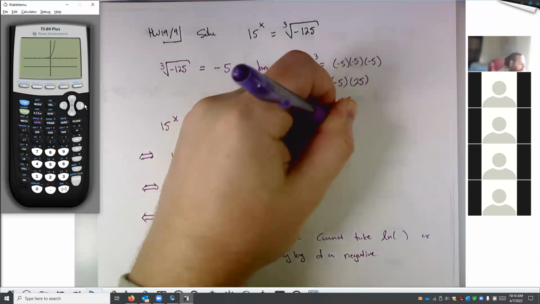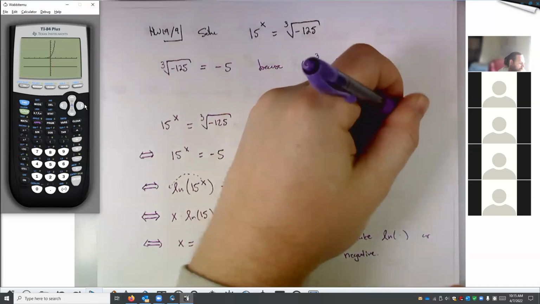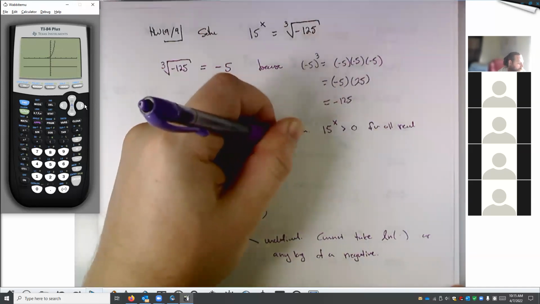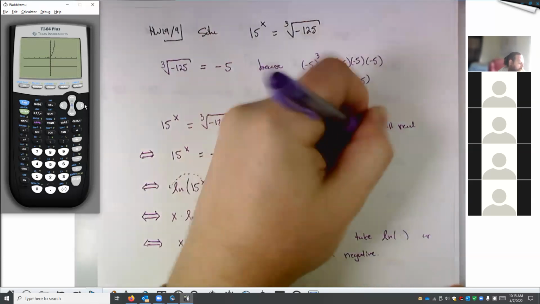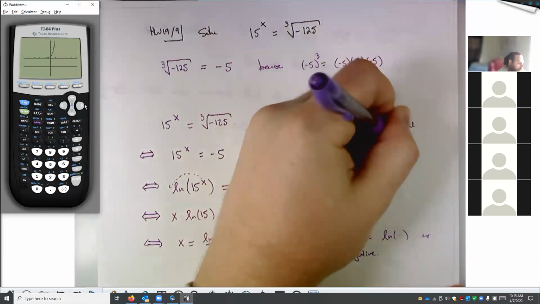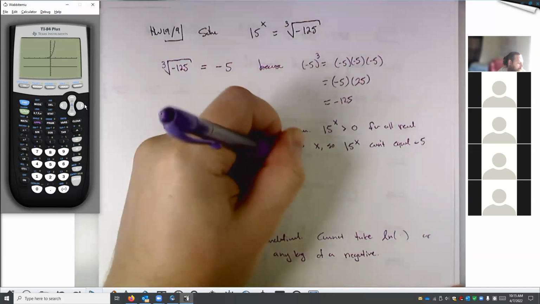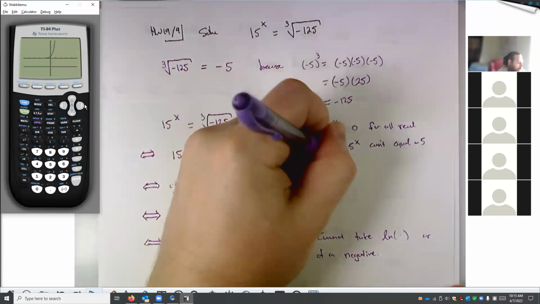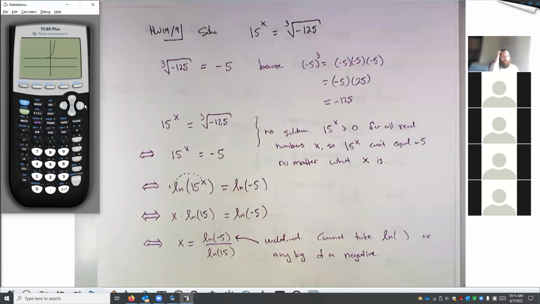Fifteen to the x is always positive. So 15 to the x could never equal -5. So this is an equation with no solution.